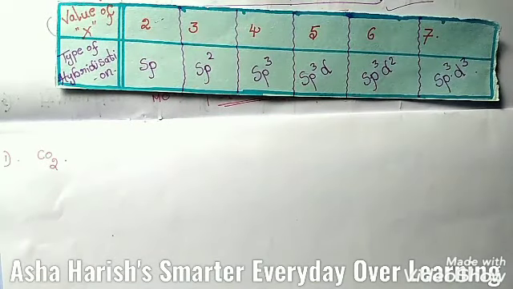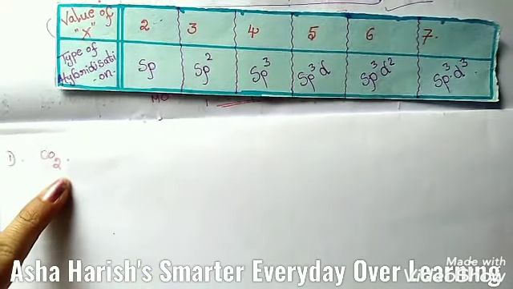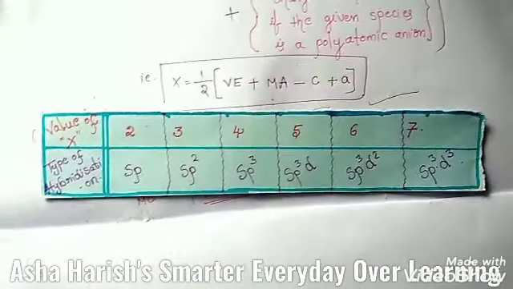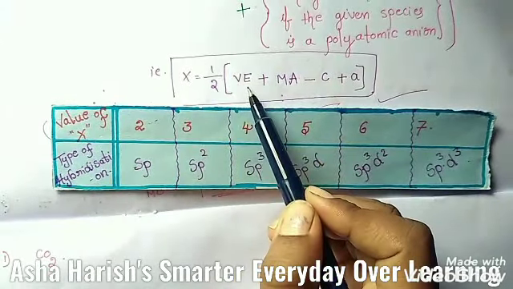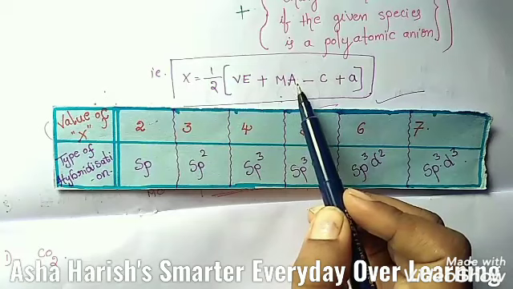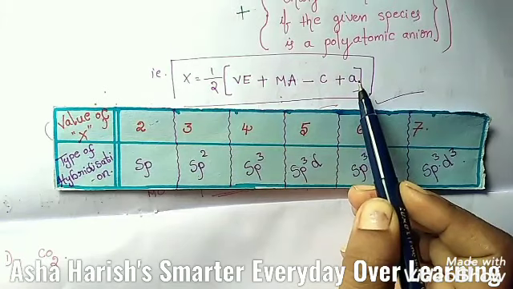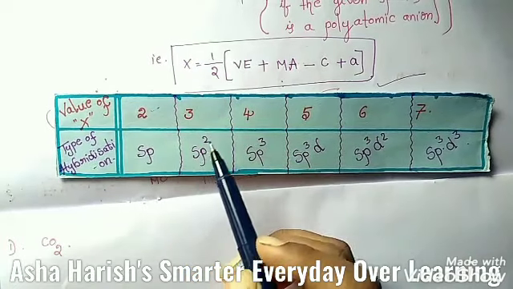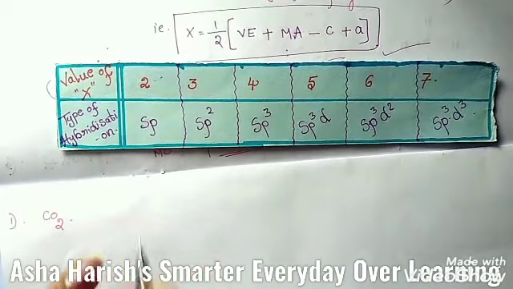The first example, CO2 molecule. For this, we need to find out the X value. See students, for finding X value, this is the formula: X is equal to half into number of valency electrons of the central atom, plus number of monovalent atoms or groups surrounding the central atom, minus charge on the cation and plus charge on the anion. Let's do this. After calculating this X value, we can find out the shape of the molecule and which hybridization it has. Let's do it.